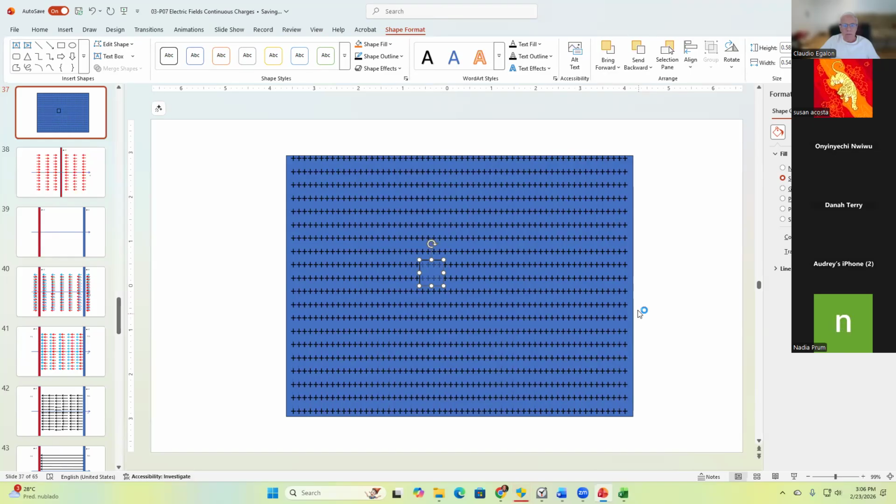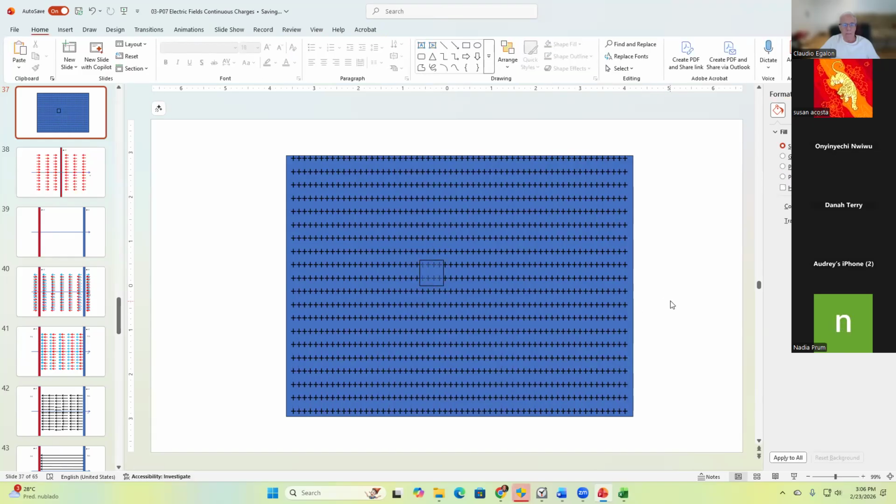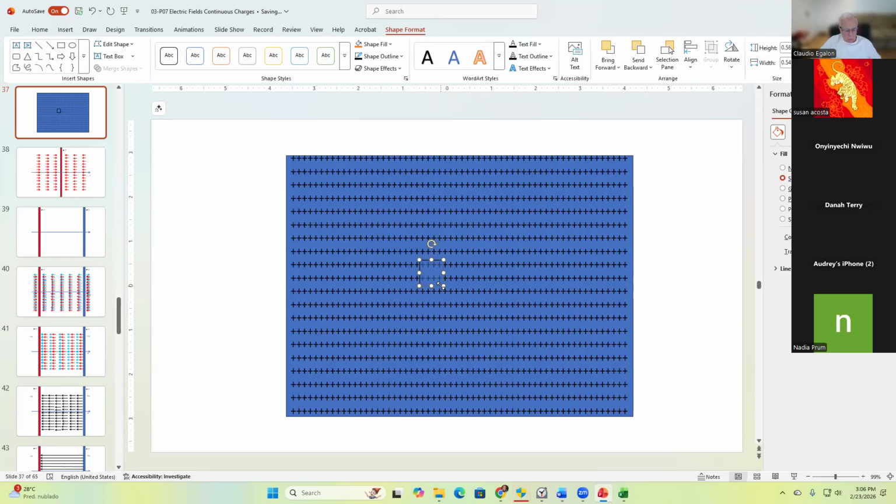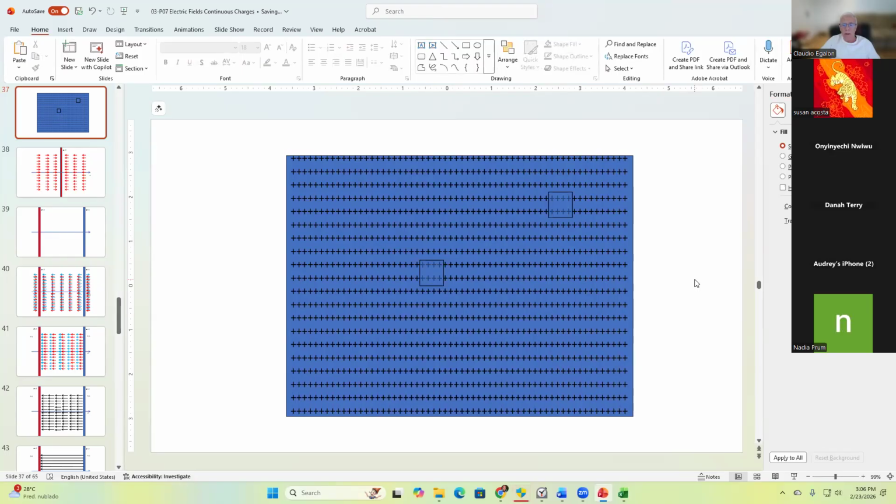Let's make 52% transparent, that's good. The amount of charge in this square is going to be equal to the amount of charge in this other square. That's what a uniform charge distribution is. You get a small square in this planar distribution, and anywhere this small square is located has the same amount of charge. The number of charges anywhere is the same.